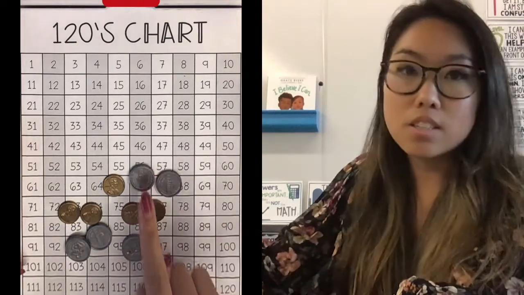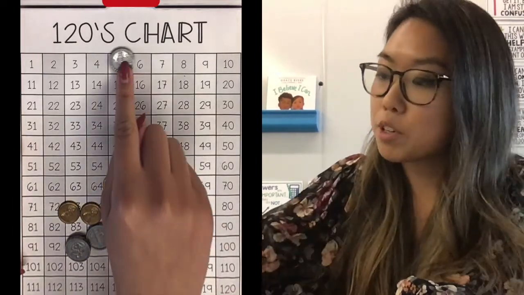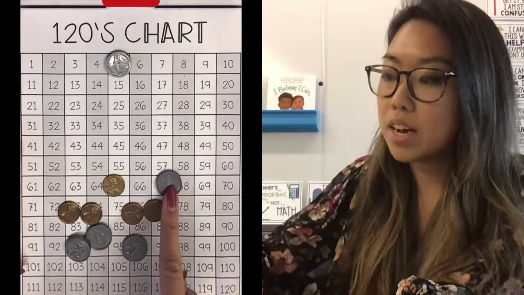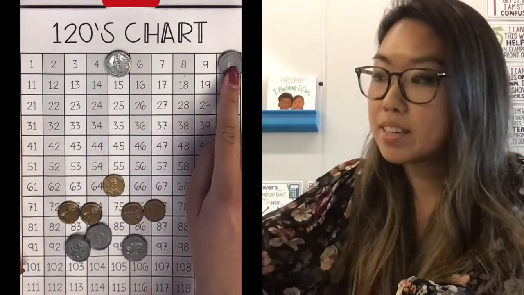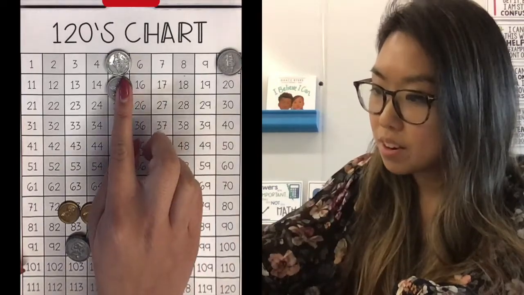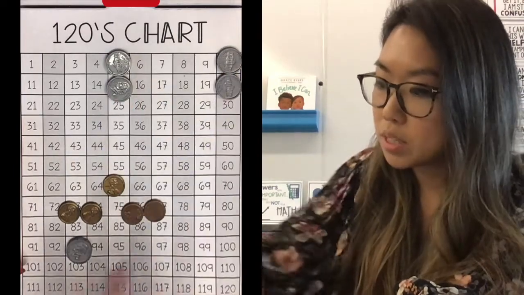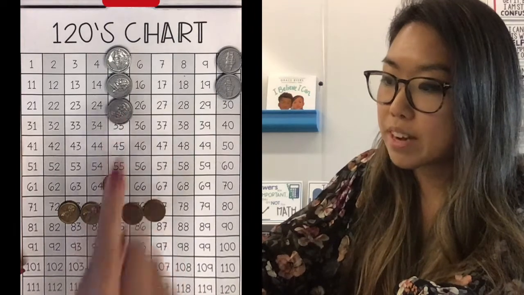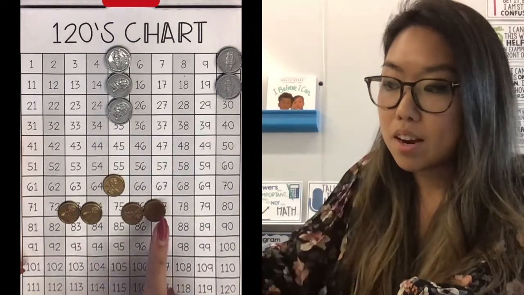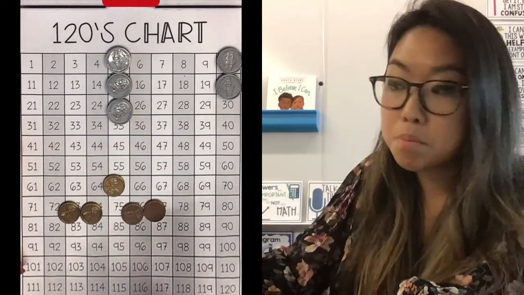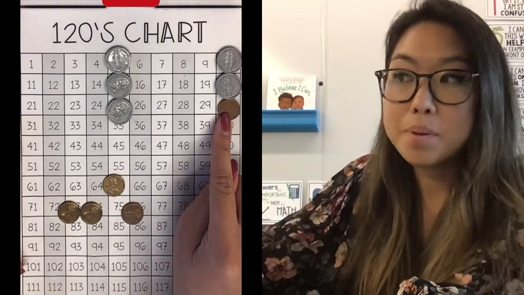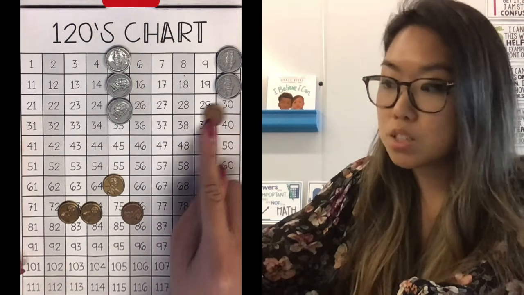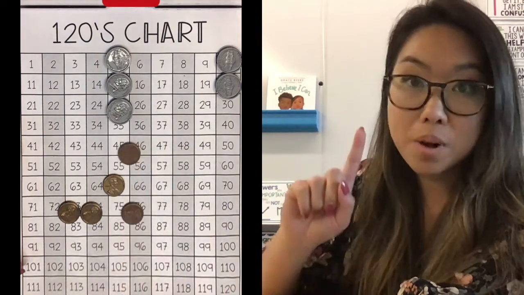I know a nickel is worth 5 cents, so I'm going to put on my 5. I know this other nickel is worth 10 cents, and I know I can skip count 5, 10, 15, 20, 25. Now, I have no more nickels to count, but I have pennies. I'm not going to put a penny on the 30 because a penny is worth 1 cent. So I need to now skip count by 1's.